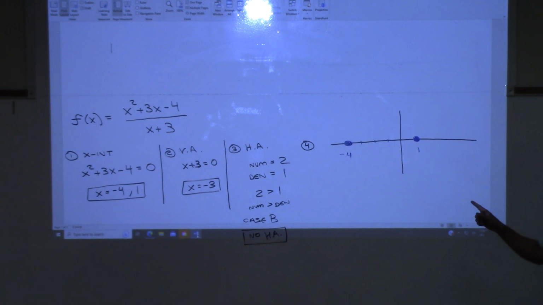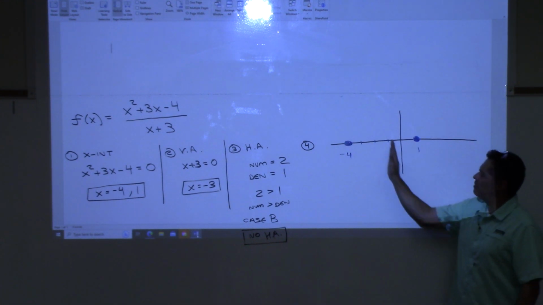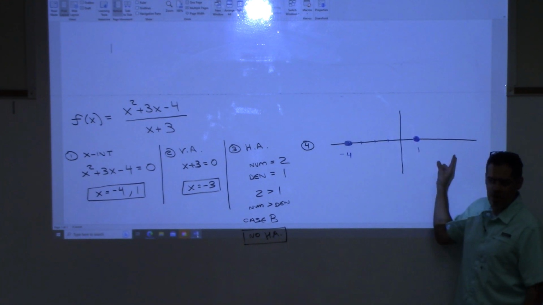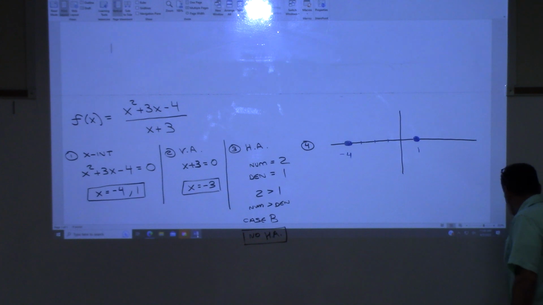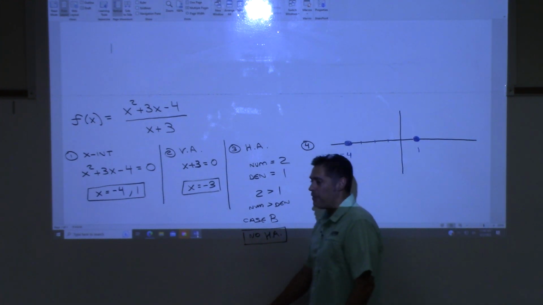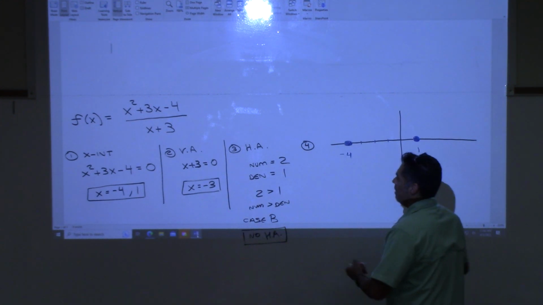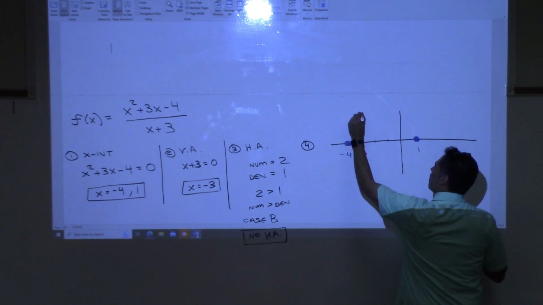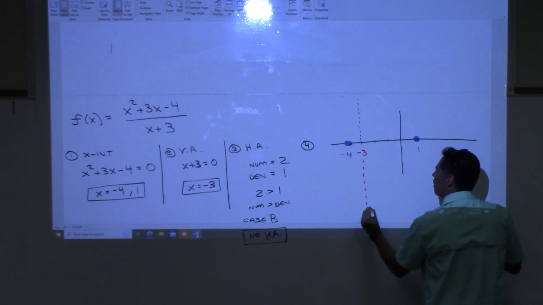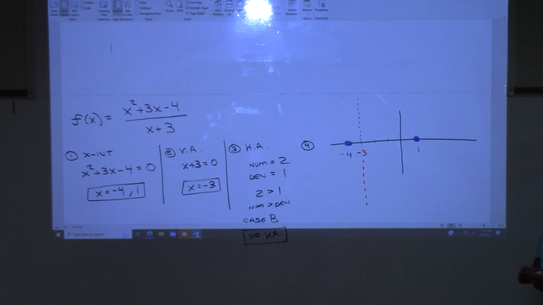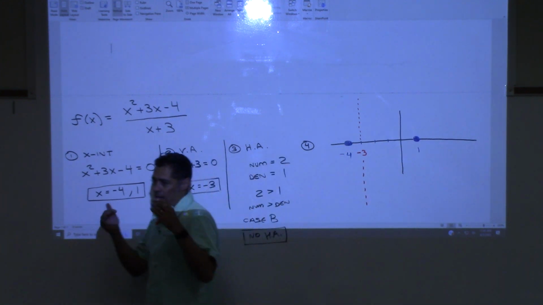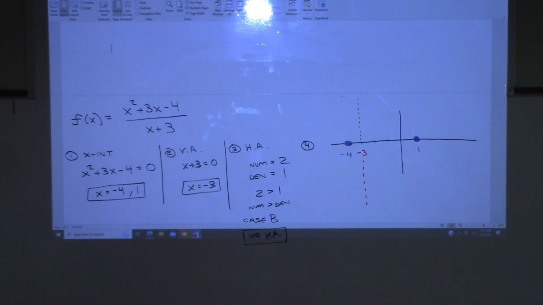All right, what else now? Do I draw vertical dotted lines here? No, right? These are x-intercepts. Okay, now the second thing I put on here, my verticals, that's going to be a dotted line at -3. There we go. And we have no horizontals, so I'm not going to draw anything else. That's all the information I have. Questions?